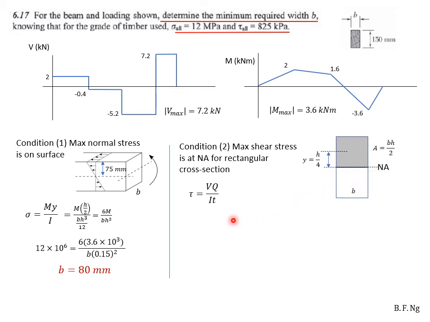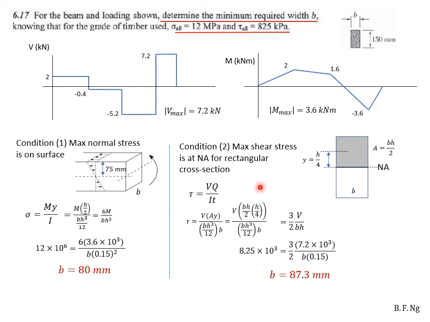Using the equation of maximum shearing stress, tau equals VQ over It. Q itself is just the multiplication of the area above the neutral axis and the distance between the neutral axis of this area as well as the neutral axis of the whole object. It is area times y. t itself is the thickness of this cut.